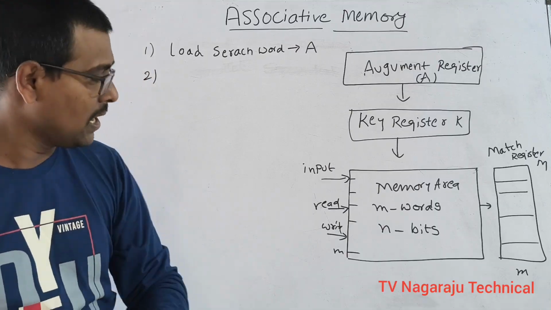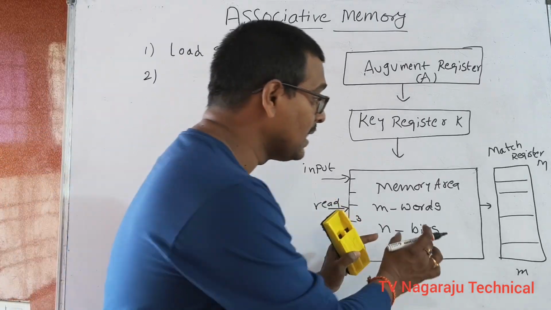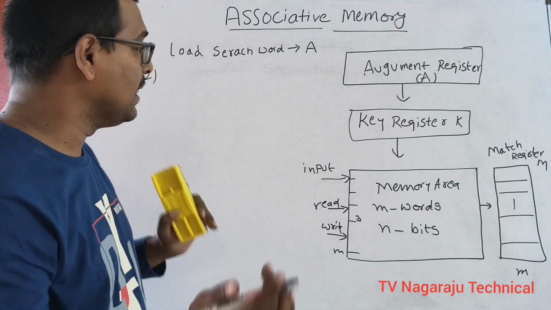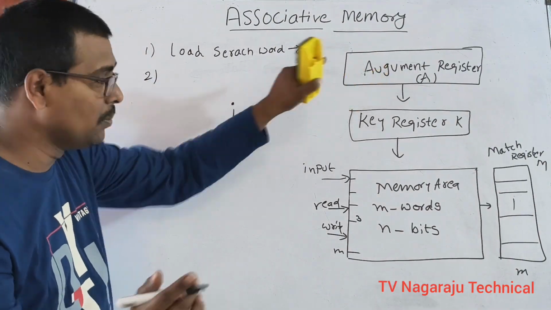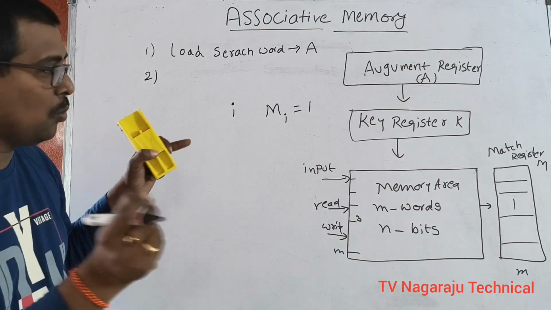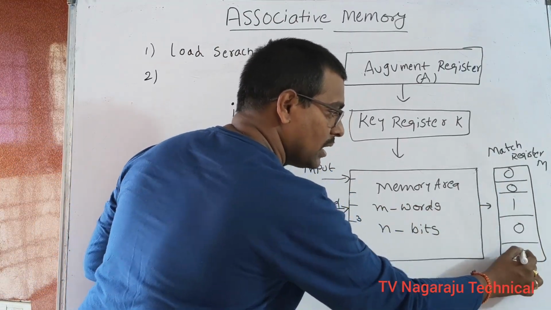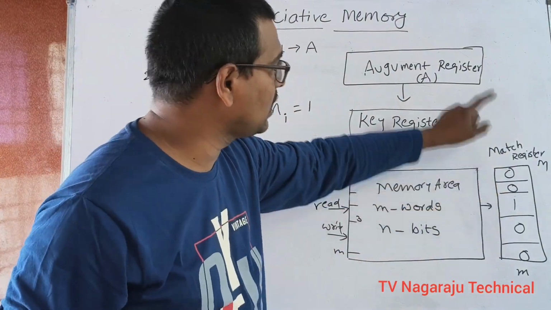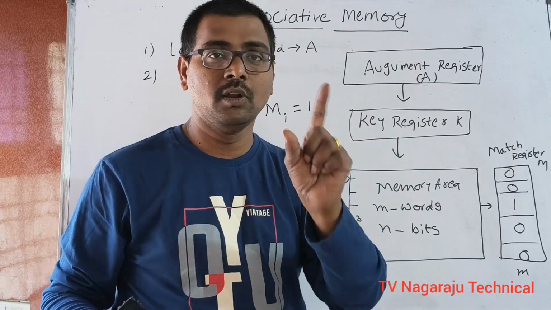If there is a match, for example, assume word number 3 is the same as my search word, then the corresponding position in the match register is filled with 1. That means if word number i matches the argument register, then in the match register the value Mi is equal to 1. Suppose only one is matched, the remaining values are 0. That means by seeing this register alone, we know one word at position number 3 is matched. The remaining are mismatched. If more than one match occurs, all those are filled with 1.